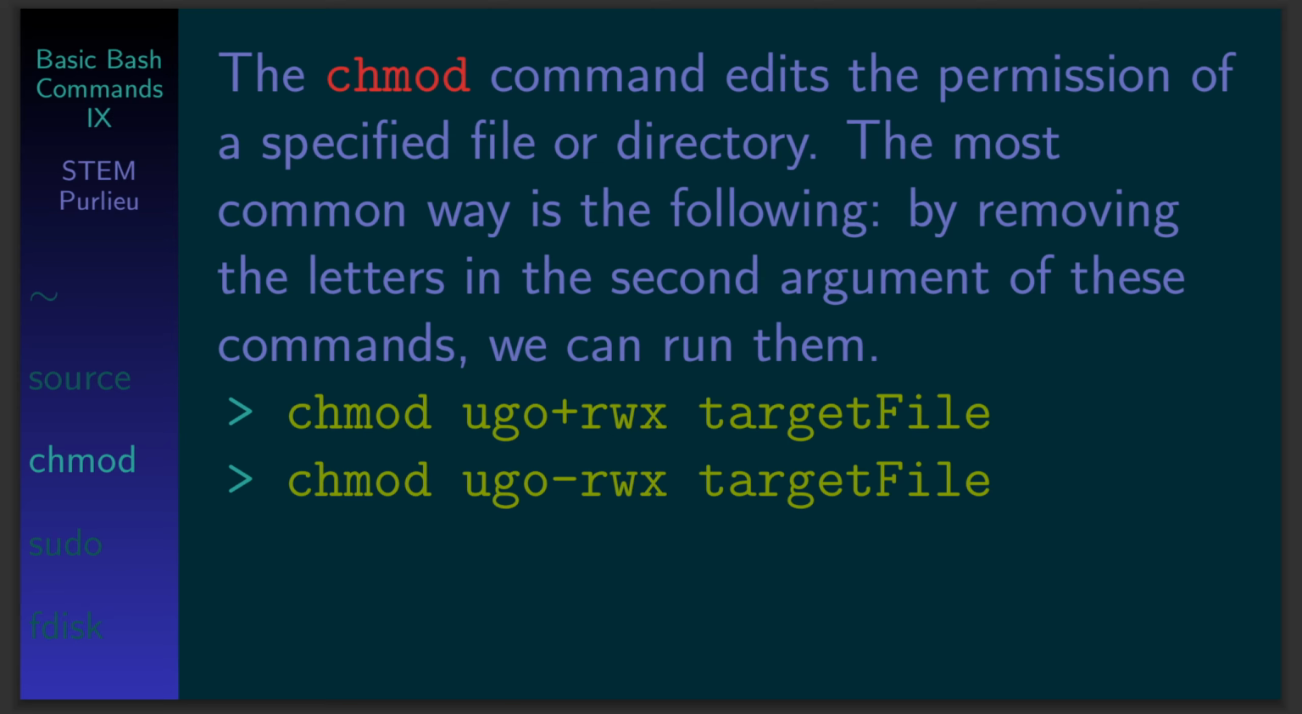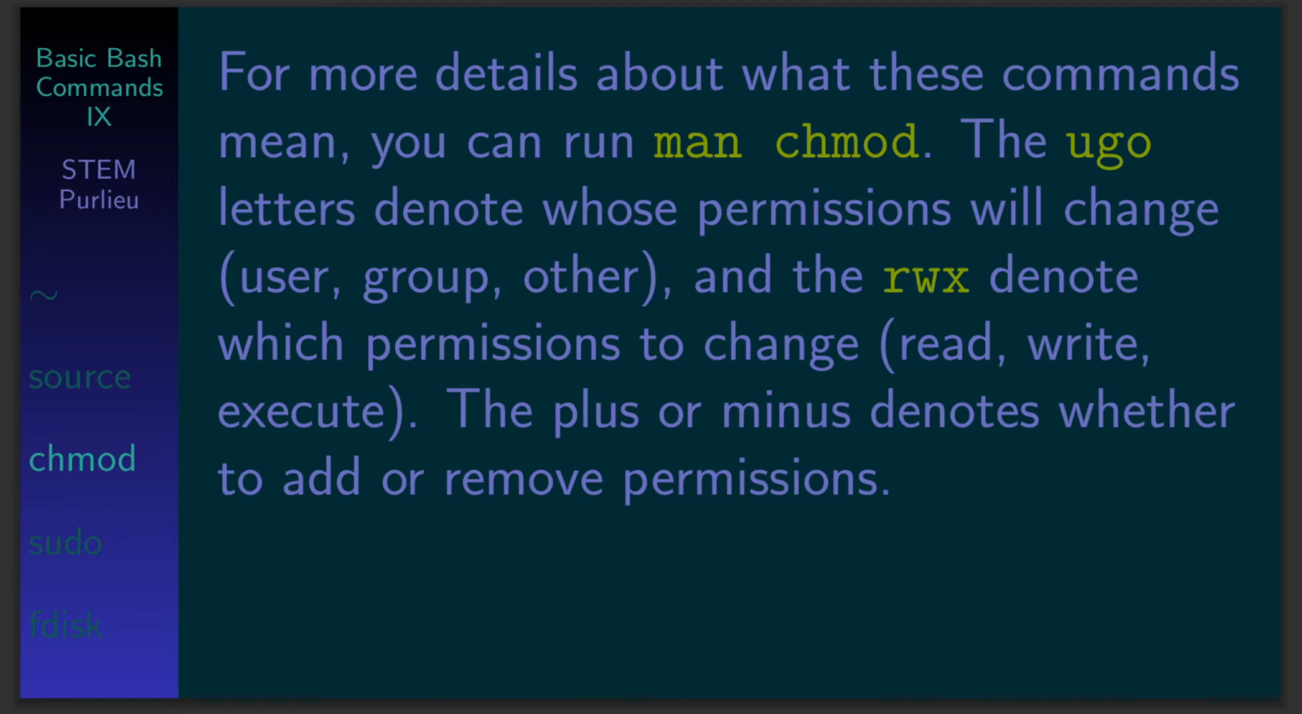We can use a minus sign instead of a plus sign to take permissions away from the target file. So again, UGO denotes permissions that will change. We have to have at least one of UGO in the command. And then RWX will denote which permissions to change. So read, write, or execute. And we have to have at least one of these for the command to be valid.